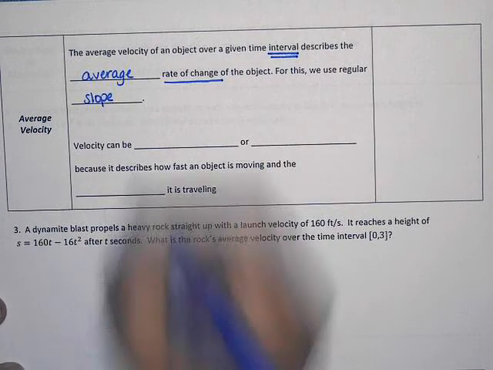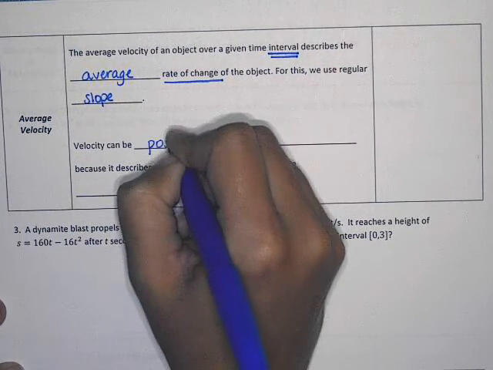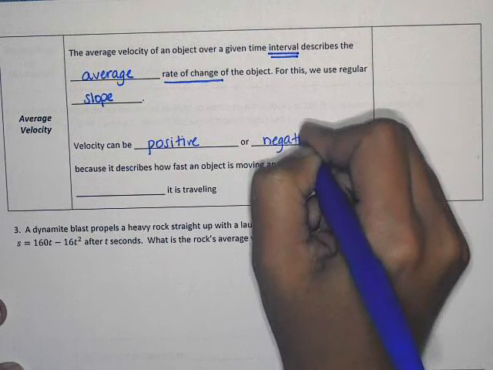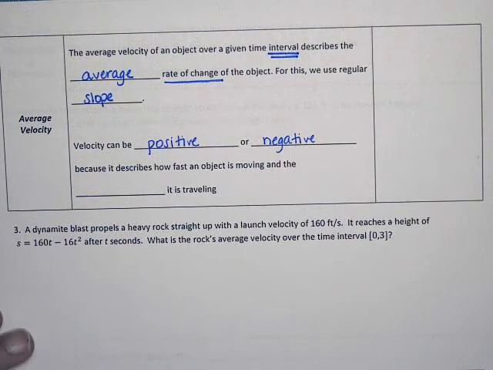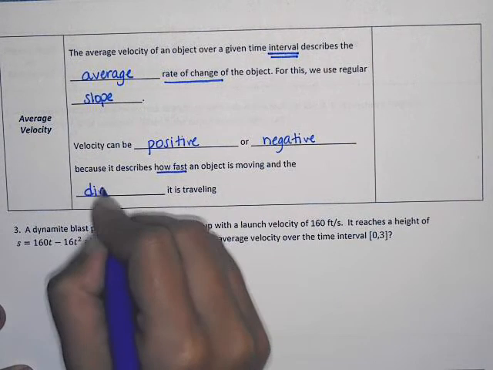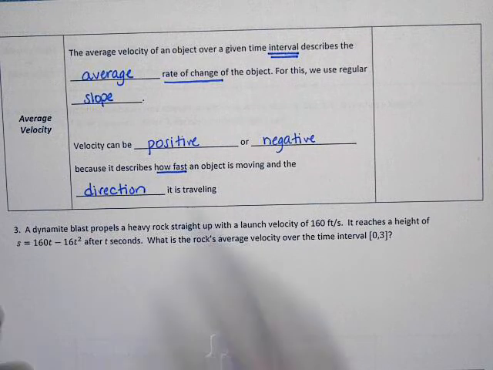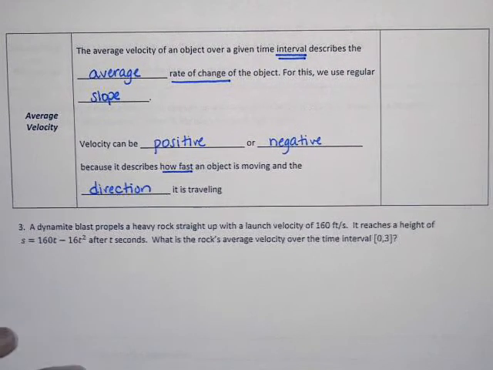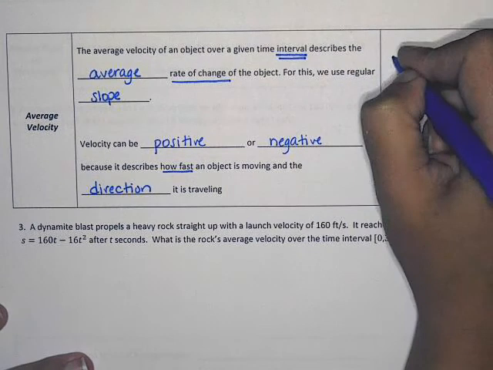Now, velocity can be positive or negative. It just depends on which direction you're traveling in. Velocity is again a vector, so it tells me how fast I'm going and the direction I'm traveling in. Now, if you think about velocity as a slope, velocity would be the slope of position.